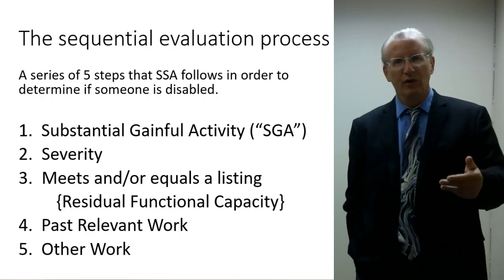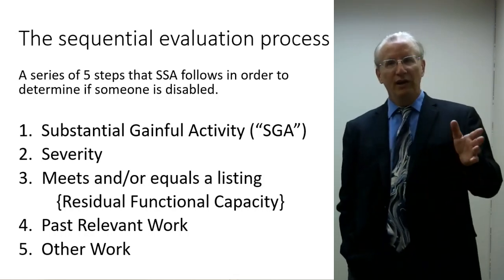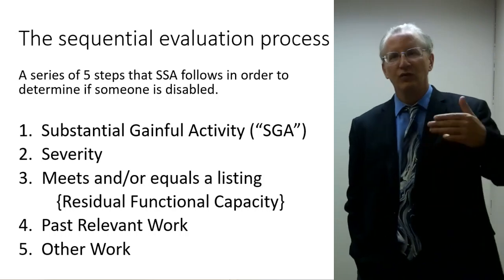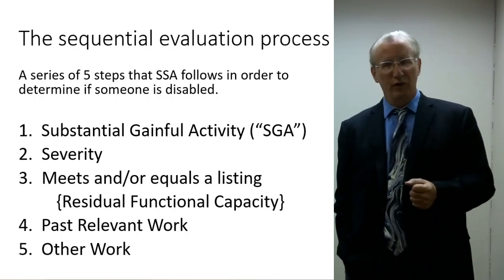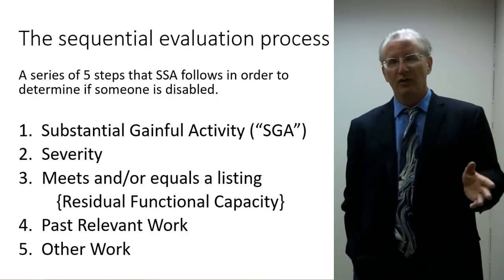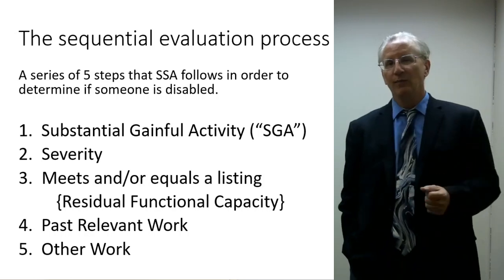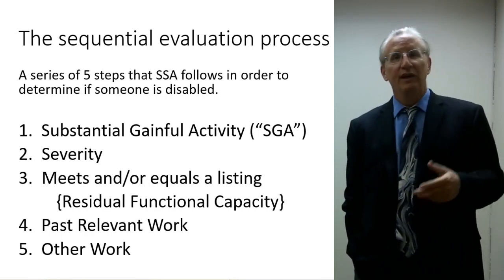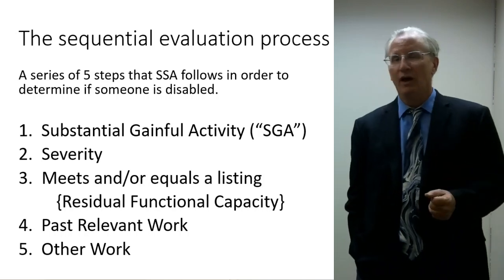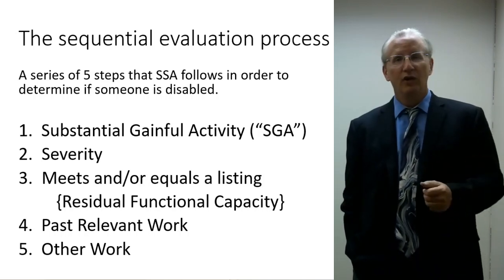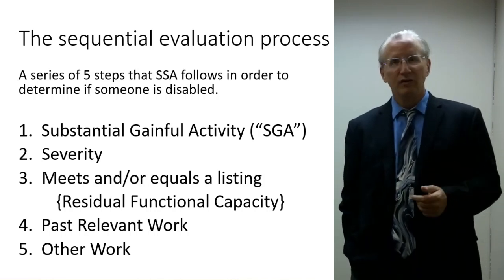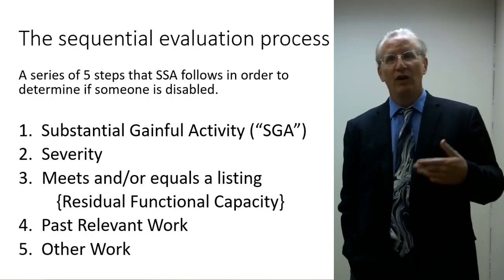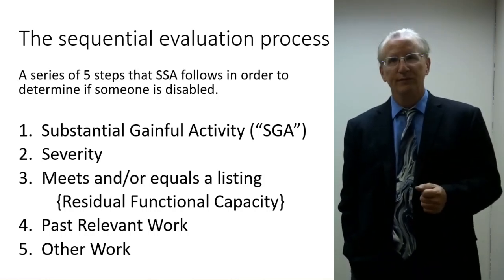Now, to complete the step 4 analysis, Social Security has to compare the claimant's physical and mental residual functional capacity against the actual physical and mental requirements of past work. Based on that comparison, then Social Security can make the determination whether or not someone can return to past relevant work. If they can, then the claim must be denied. If they can't return to past relevant work, then Social Security must proceed to step 5, which is whether or not they can perform other work.